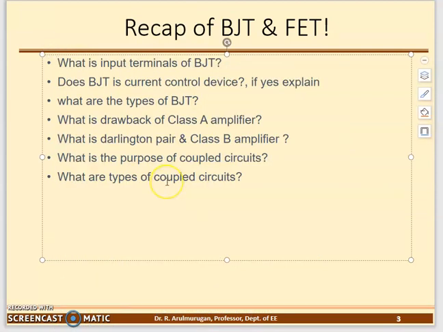Okay, the next one. What is the input terminal of the BJT? The input terminal is the base terminal. Base is the input terminal of the BJT.